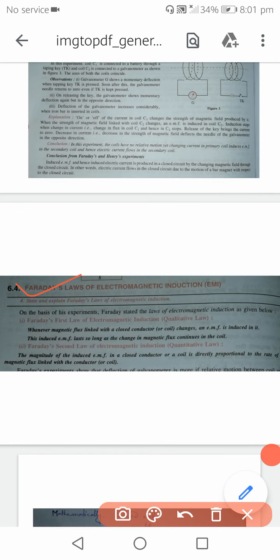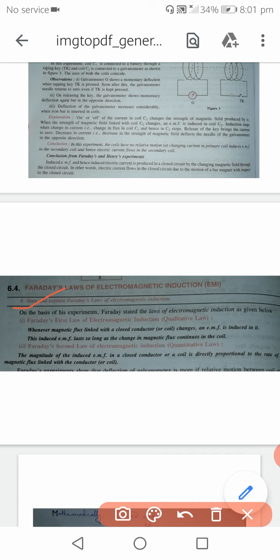In other words, electric current flows through a closed circuit due to the motion of a magnet with respect to the closed circuit. Okay, this is the conclusion drawn from all these three experiments. On the basis of this conclusion, Faraday's law is developed. Two laws are there in Faraday's experiment based on this experiment. Now let us see what those two laws are. This one, Faraday's law of electromagnetic induction.